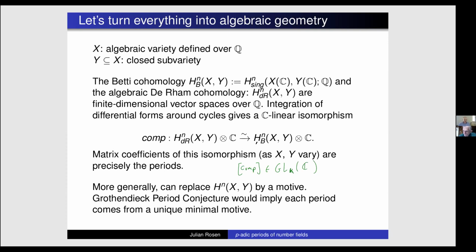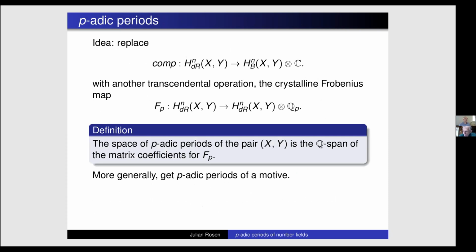Okay, so why talk about periods this way? The point is there's a nice p-adic generalization to this story. So we're going to replace this, I guess on the previous slide, sorry, I had this tensored with C. I mean, there is also a map if you don't tensor with C on the left. But yeah, the way I wrote it on the previous slide had a tensor C. So we're going to replace this map.